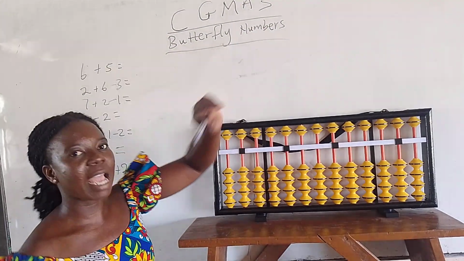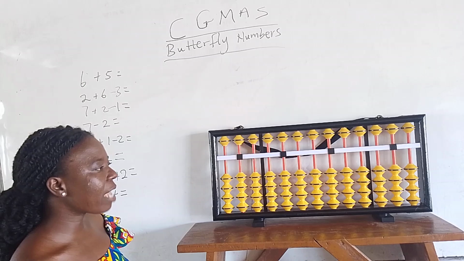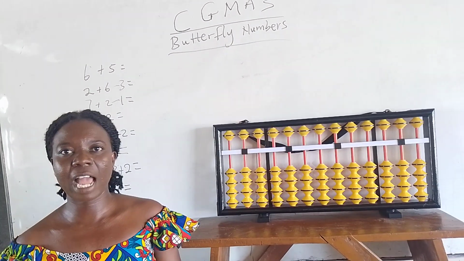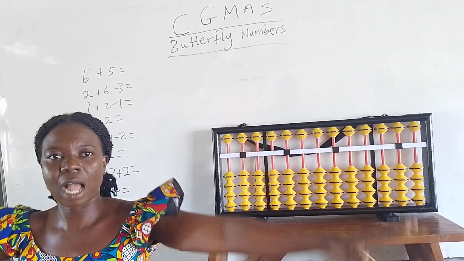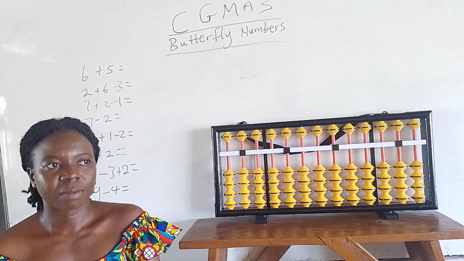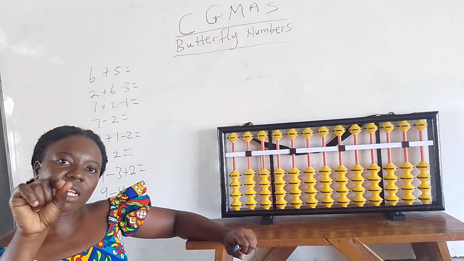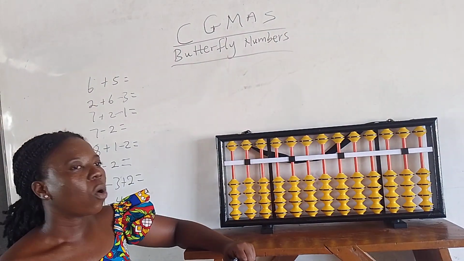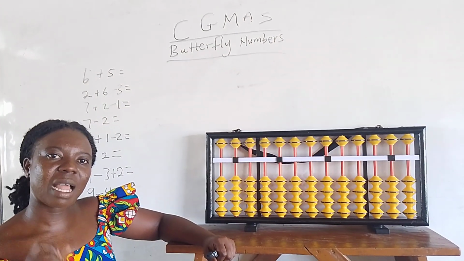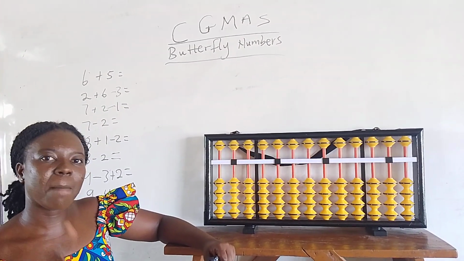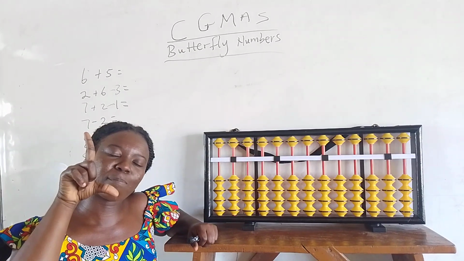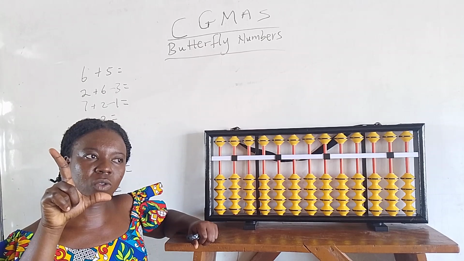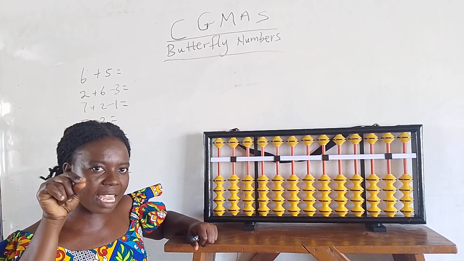The butterfly numbers. Alright, so I know we all know a butterfly. You see that when a butterfly is flying, it spreads the wings up and brings them down together. Good. Look at this, this is how the wings of the butterfly move. Is that not so? So the butterfly numbers are numbers that, when we are adding them, mimic the movement of the butterfly. So this way is butterfly out, this way is butterfly in.